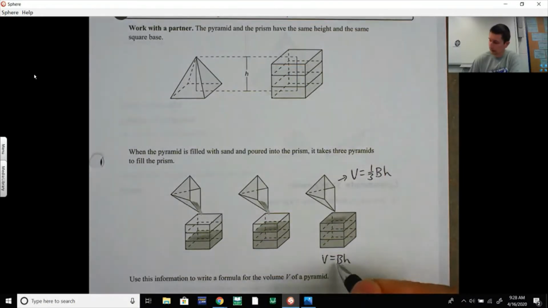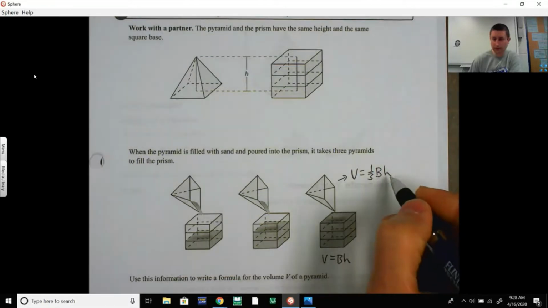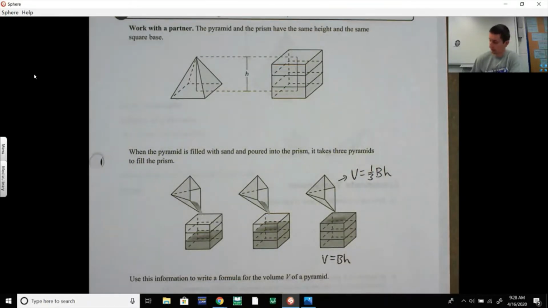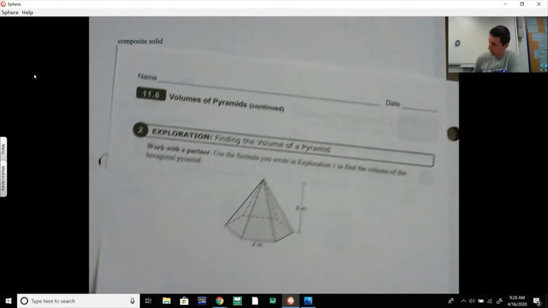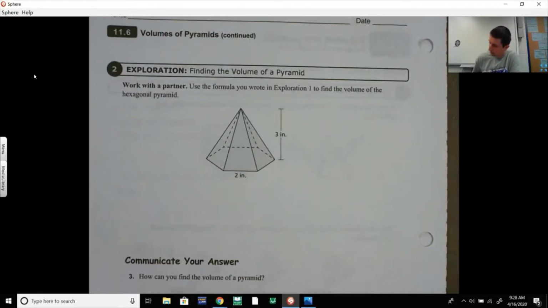Okay? Because base times height gives you the volume of the prism. 1/3 base times height is going to give you the volume of the pyramid. Okay? And that's basically the formula. That's all you need to know, other than a whole lot of practice here. Let's start with a tricky one here.